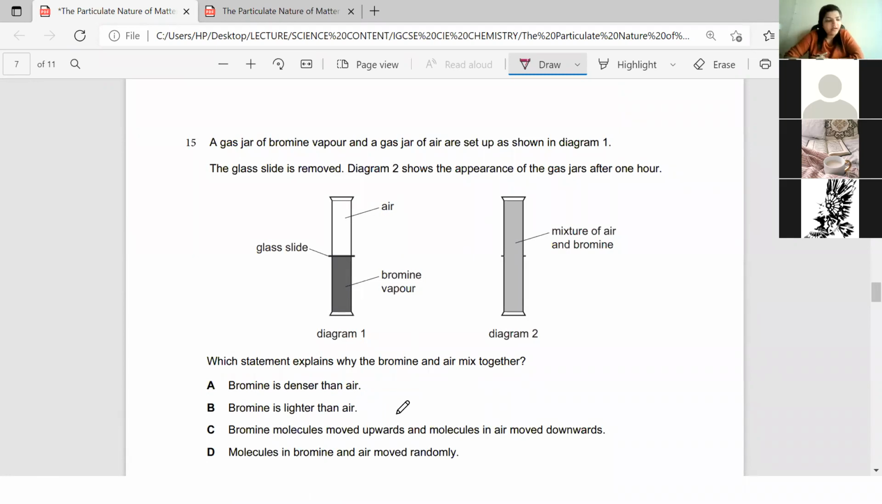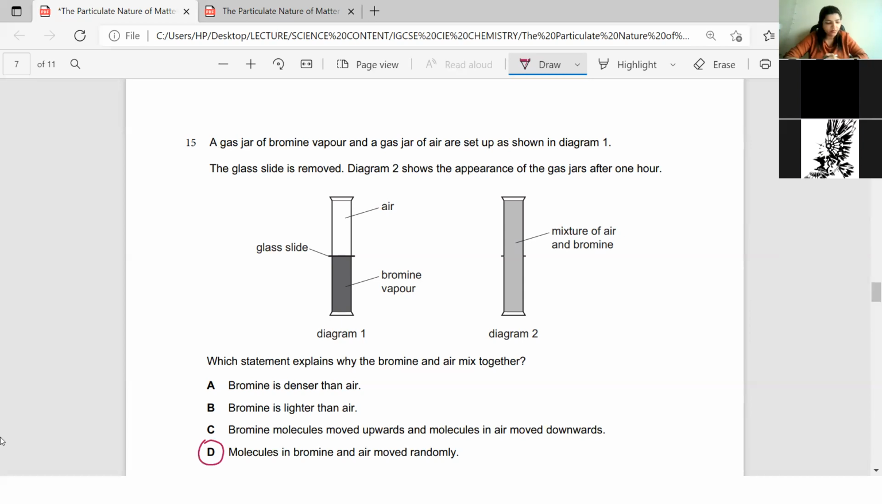15th one, Alishba. A gas jar of bromine vapor and a gas jar of air are set up as in diagram 1. The glass slide is removed. Diagram 2 shows the appearance of the gas jar after 1 hour. Which statement explains why the bromine and air mix together? Miss, B, molecules in bromine and air move randomly. Yes. So over here, it's not about any density, but it's about bromine and air moving in random motion. So that's why they will mix together. So that's diffusion. That's absolutely correct. Okay, next, Aman.